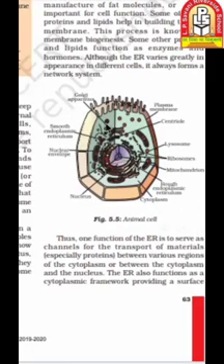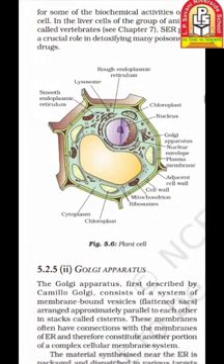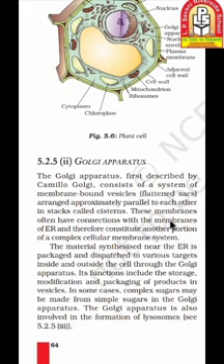Here is the animal cell. This one is the Golgi apparatus of the animal cell, and this one is of the plant cell. Here the Golgi apparatus is located. These membranes often have connections with the membrane of the endoplasmic reticulum and therefore constitute another portion of a complex cellular membrane system. It means some of these bundles are connected to the endoplasmic reticulum also, and it has a bundle-like structure which is known as cisternae.